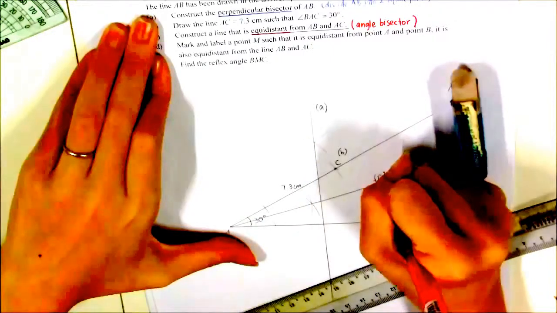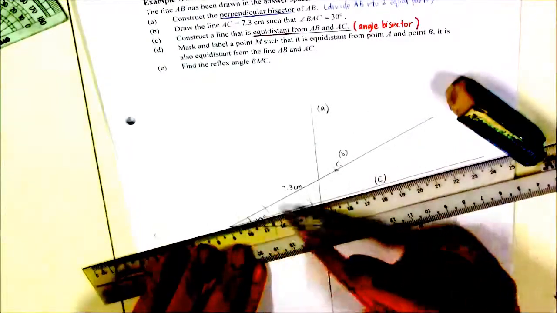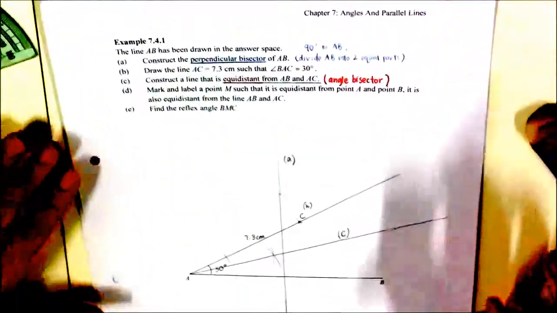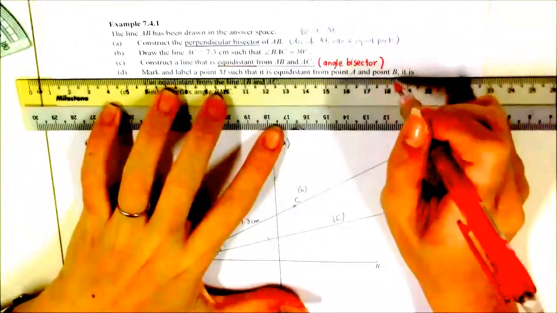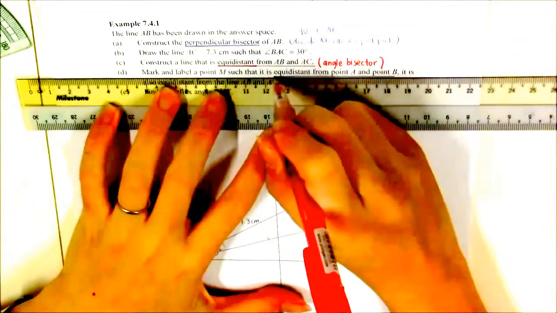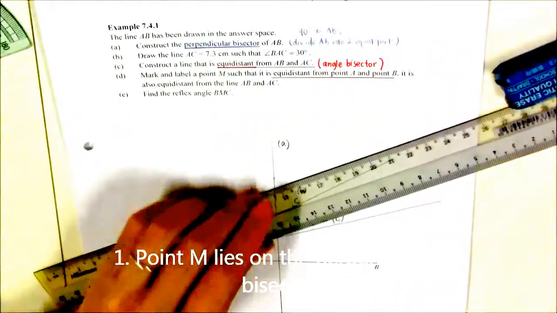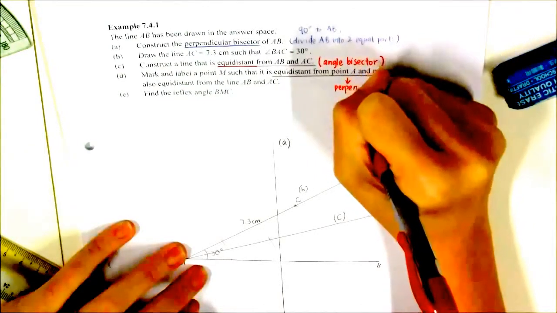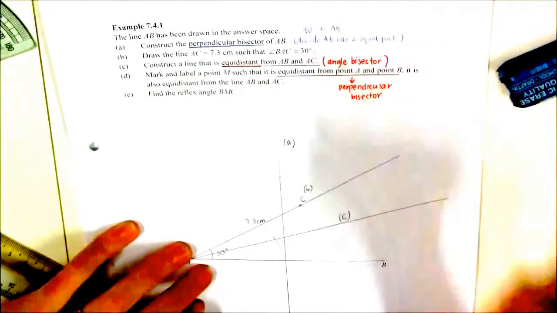Part D, we're supposed to mark and label a point M such that it's equidistant from point A and B, and also equidistant from the line AB and AC. Okay, I know it's a very, very long instruction over there, but if we break it down, the first part of the information basically tells you that the point M lies on the perpendicular bisector which we have drawn earlier. Because if it's equidistant from point A and B, it must lie on the perpendicular bisector. So let's write this down as part of the information.